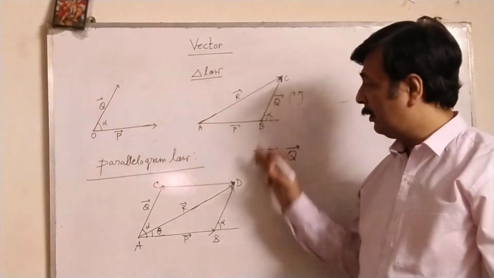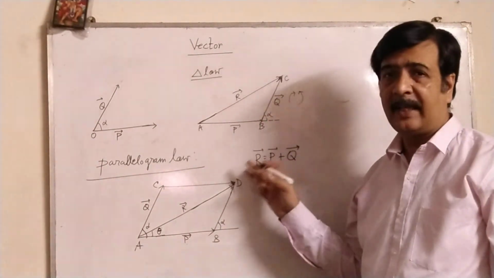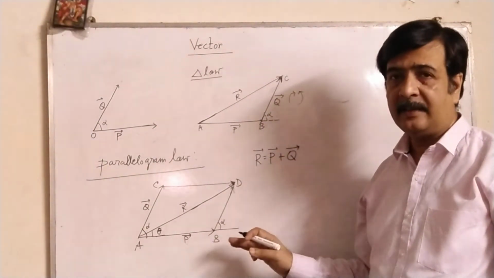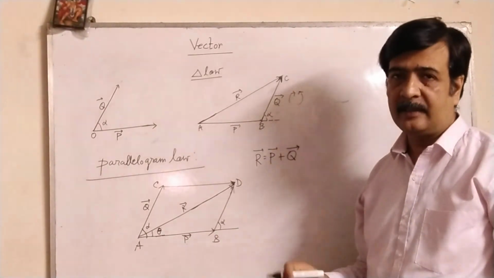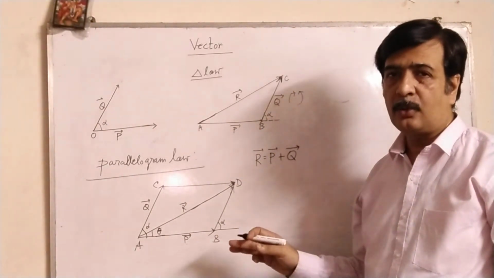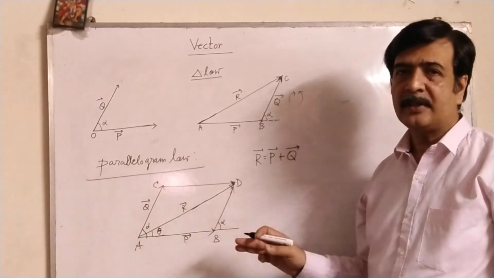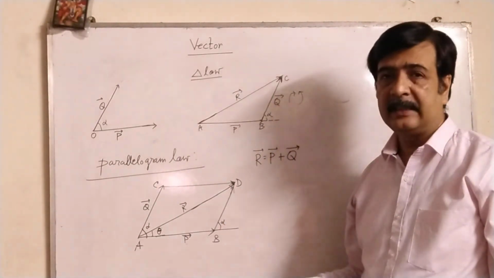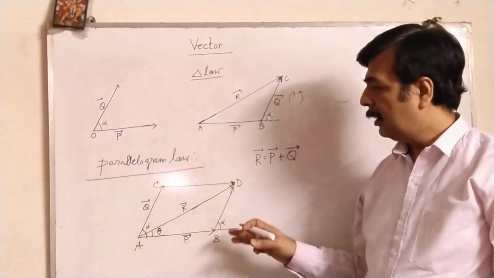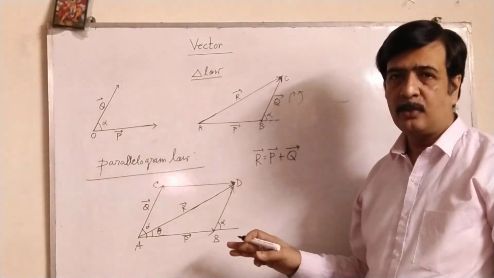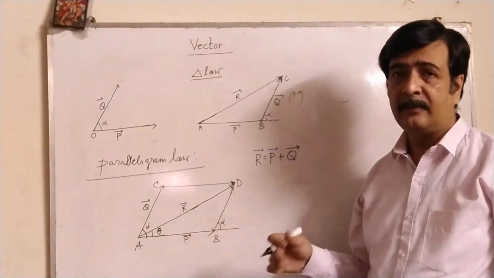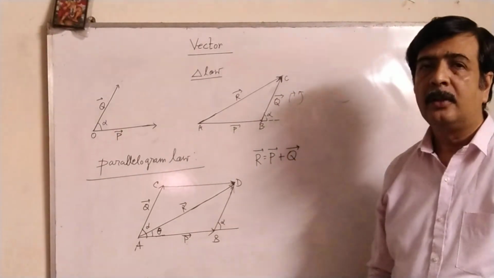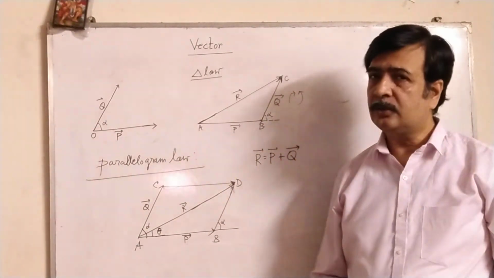With the help of triangle law and parallelogram law, we can also find the magnitude of the resultant vector and the direction of the resultant vector. That is, R is equal to root over P square plus Q square plus 2PQ cos alpha, and tan theta is equal to Q sin alpha by P plus Q cos alpha. That I will do in a video later on. So, I think you have understood these two laws.